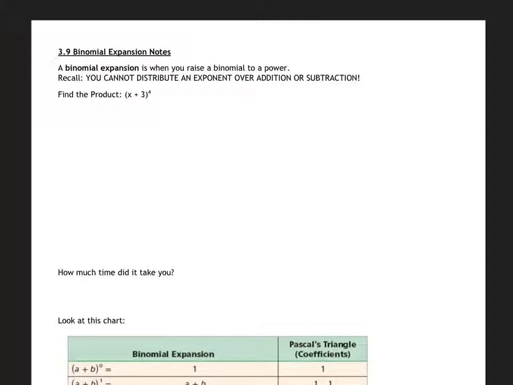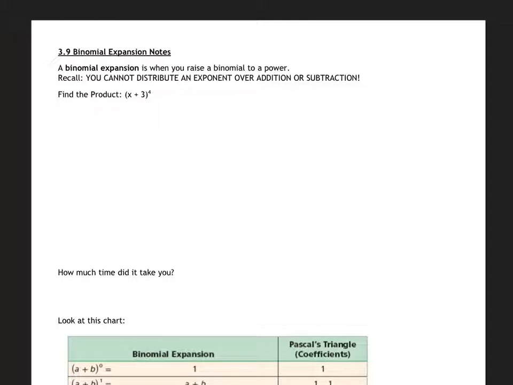All right, so binomial expansion is when you raise a binomial by a power. So 2 terms, you're getting raised to a power. Recall, this is very important. That's why it is in all caps. You cannot distribute an exponent over addition or subtraction. A lot of people are making that mistake. It was really bad on the last quiz. Let's stop doing that. So let's find the product of x plus 3 to the 4th power.